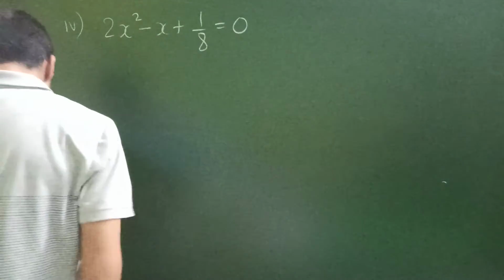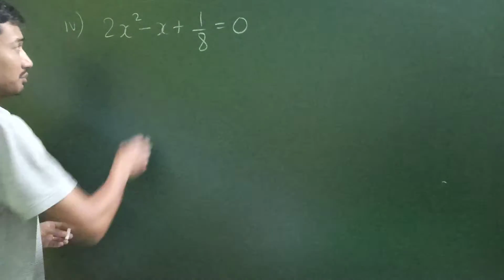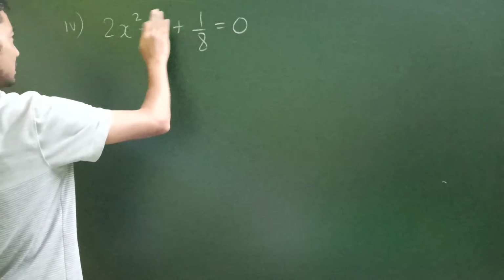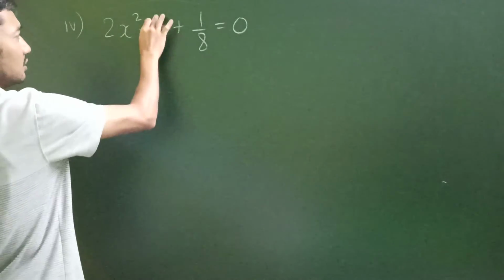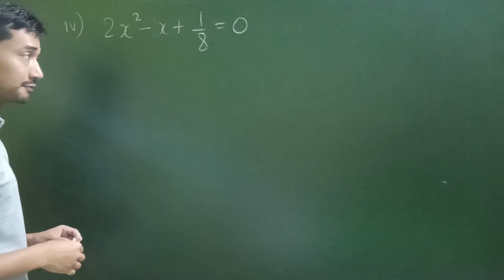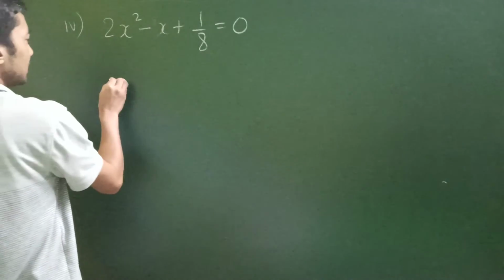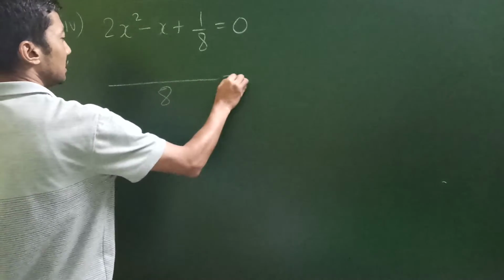Anyway, now this is also the same form, that is ax square plus bx plus c equal to 0. It's just that a is 2 here, b is minus 1, and c is 1 by 8. Now to factorize this, there are many ways, but to factorize this by splitting the middle term, I will take the common LCM, that is 8.